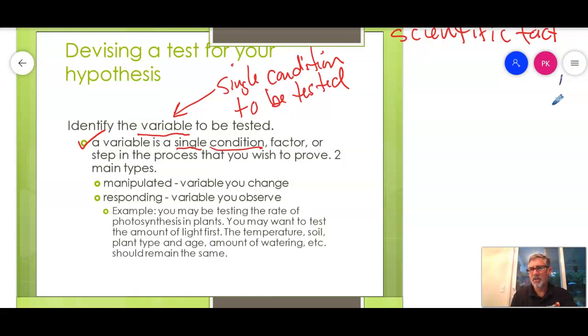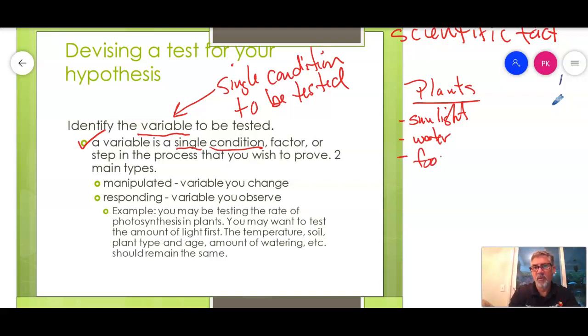So if I'm developing a test, if I'm trying to figure out what makes plants grow, well, plants need sunlight. They need water. They need food. They need soil. They need all that kind of stuff.